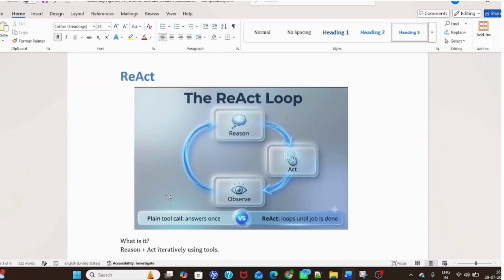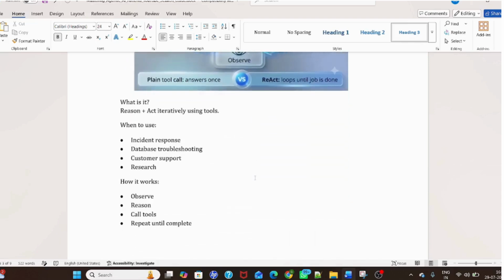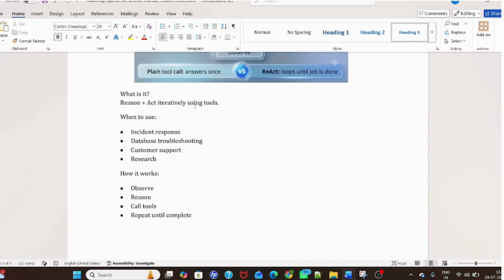What about ReAct? There should be some reason. Based on the reason, you will act and then you will observe, right? So in planning, you plan, call the tool, and answer once, while ReAct continues this loop until the job is done. So ReAct acts iteratively.